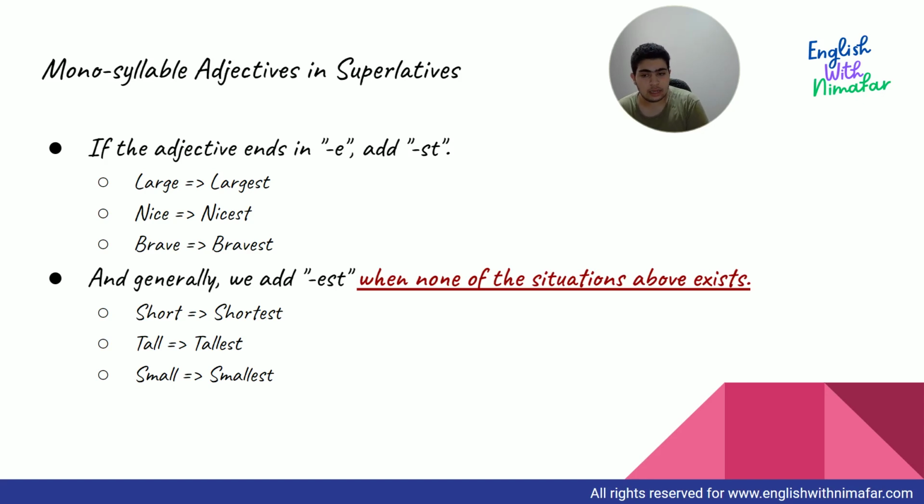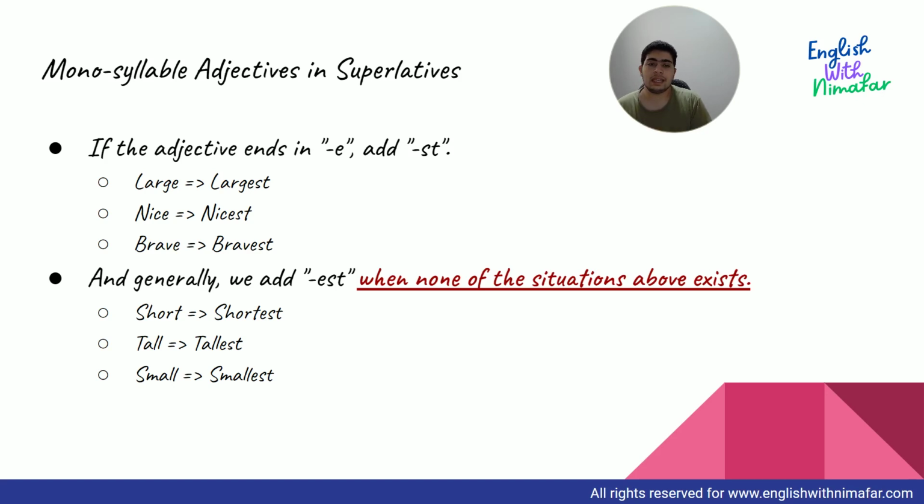And again, when none of the situations above exists, you just add est. Short doesn't have the pattern. It doesn't end in e. It doesn't end in consonant plus y. So what should we do? Just add est. Short, shortest. Tall, tallest, and small, the smallest.